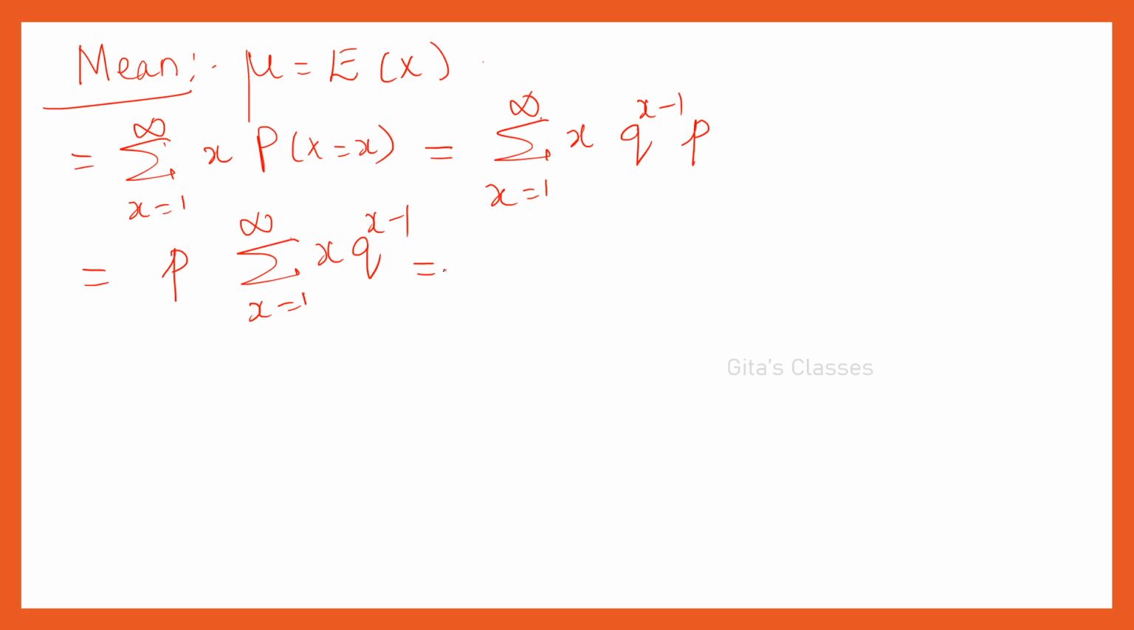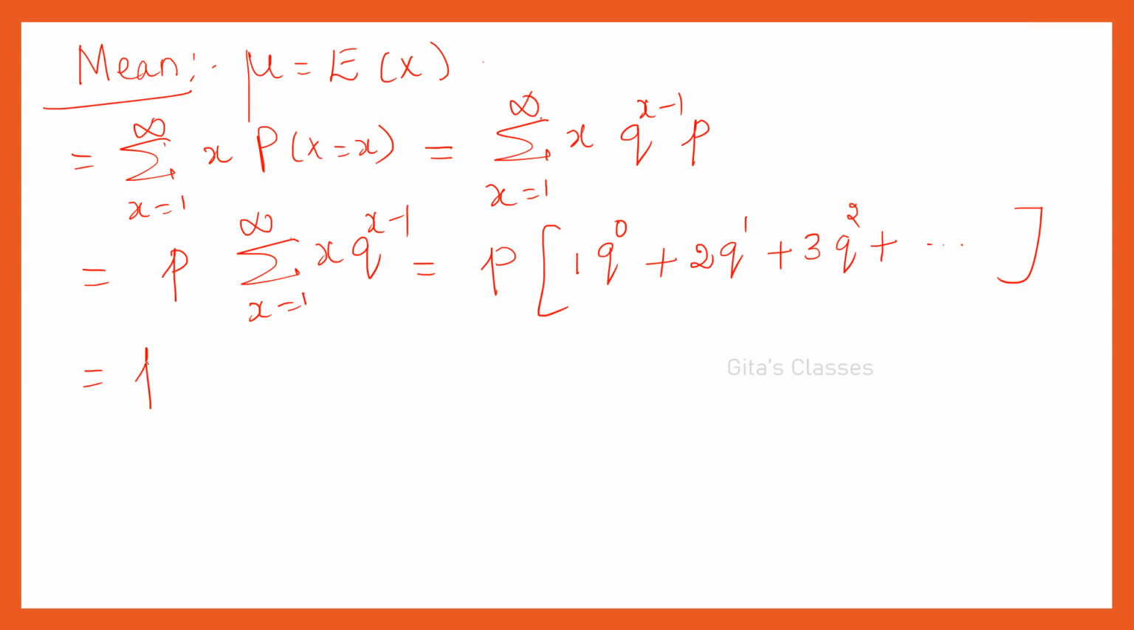So this is equal to p into, now you expand this. When x is equal to 1, what will happen? 1 into q power 0, right? That is 1 only. Plus when x is equal to 2, what will happen? 2 into q power 1. Plus when x is equal to 3, 3 q squared plus etc. Okay, next term will be 4q cubed and so on.